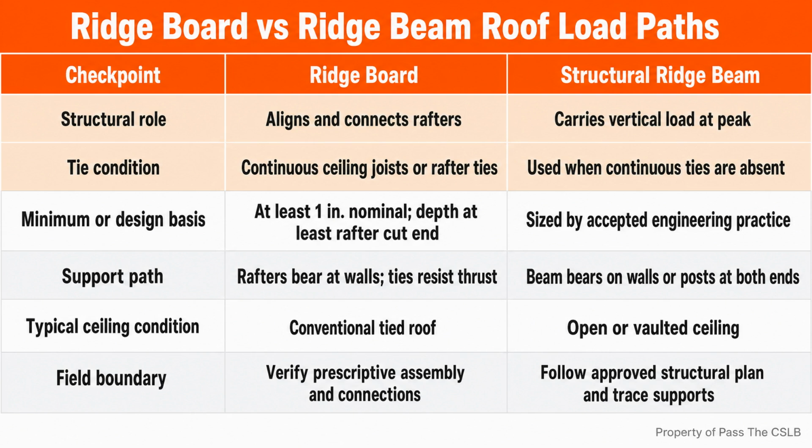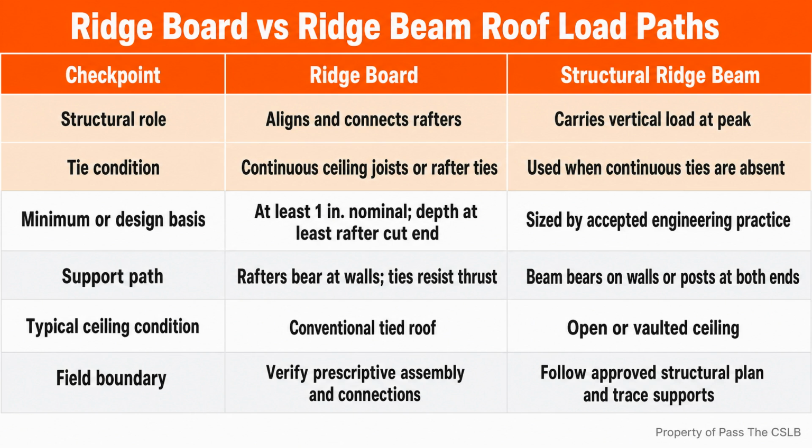The ridge board must be at least 1 inch nominal thickness. Its depth must be at least as great as the cut end of the rafter meeting it. That depth rule matters because the full cut end needs a proper connection surface instead of hanging past a shallow board. The comparison on screen separates the two ridge conditions.